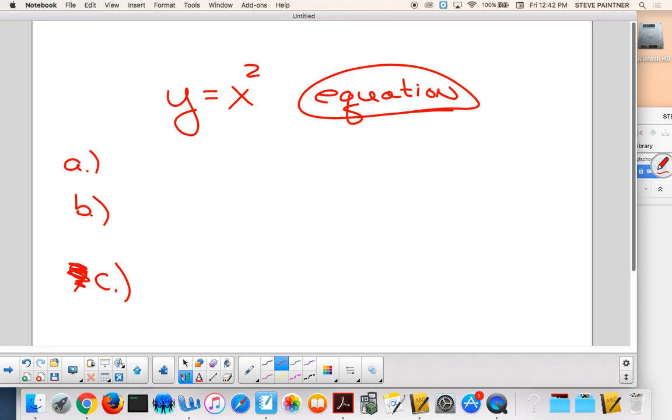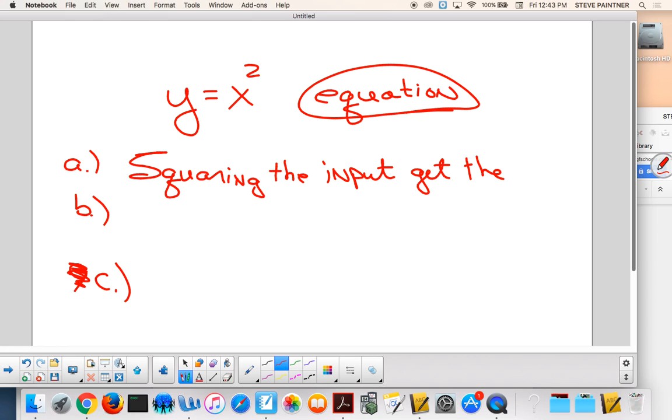Okay, so verbally, what is that telling you? Can you use your words? Can you write it out? Input squared is the output. Louder. If you square the input, you get the output. How's that? Which one's the input? X. Sounds good to me. There's many ways to say it. I didn't say it that way, but I'll write his way. Squaring the input gets the output.